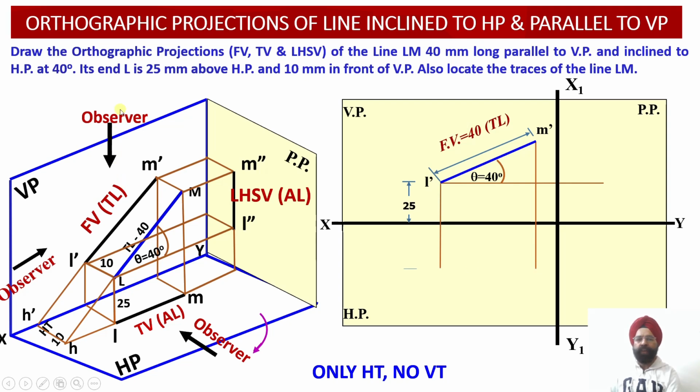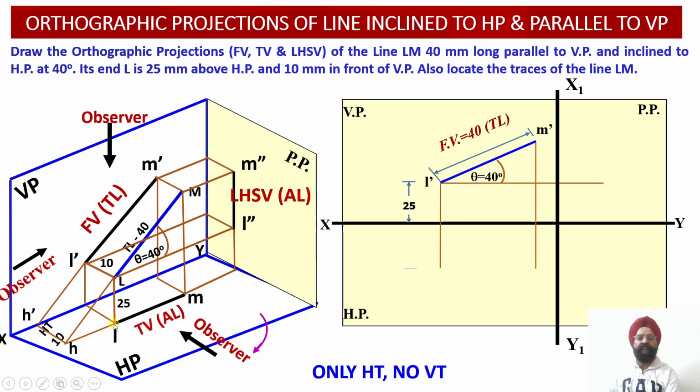Now, when we look at this particular line LM from the top, we observe that because of the inclination of this line LM with respect to the horizontal plane, we obtain a foreshortened or reduced length of the line as a projection in the top view, that is LM. So this length will be foreshortened, the apparent length projection of the line. And where will it be located? It will be located at a distance of 10 millimeter in front of the vertical plane.